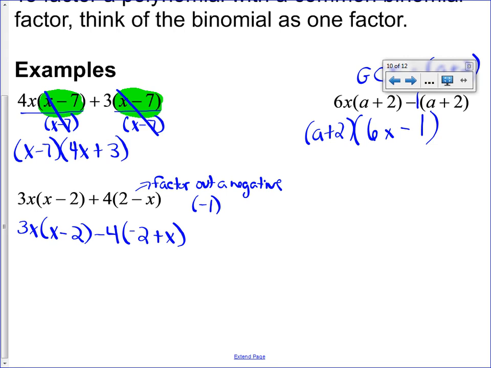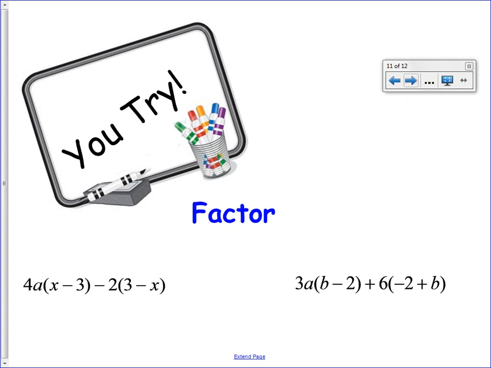Okay? Anyone have any questions with what I've just done? So when I factor out a negative 1, the signs change, which makes a common binomial. So what will I write for a final answer here? 3x minus 4. Good. Okay, I would like you to try these two examples on your desk.